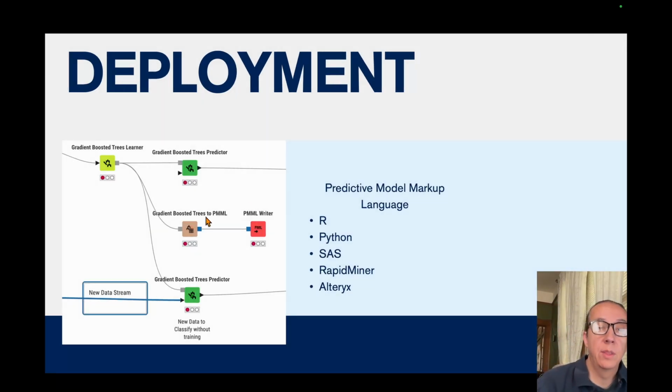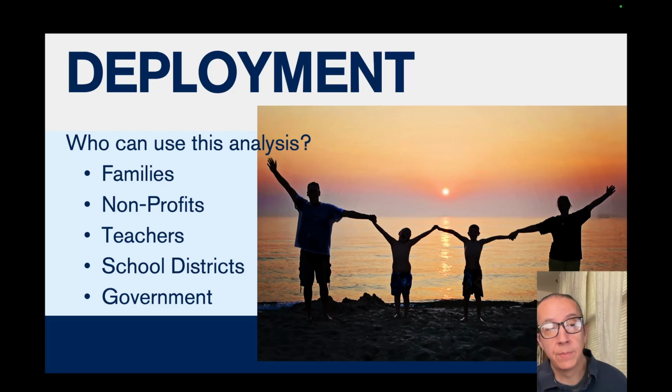Deployment can be done in several ways. The learner, for instance, this is our champion, the boosted trees, can be sent to a PMML, which is a predictive model markup language, which can be sent and used by other people in other software to make this information really useful. Also, new data streams can be sent in, and new data can be classified without training.